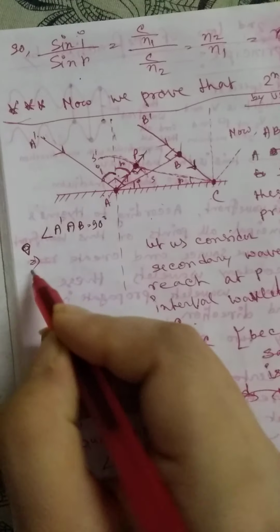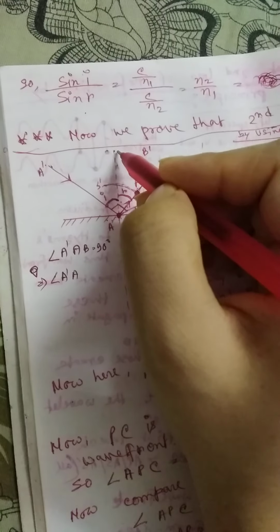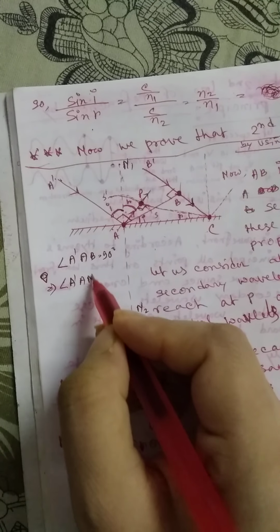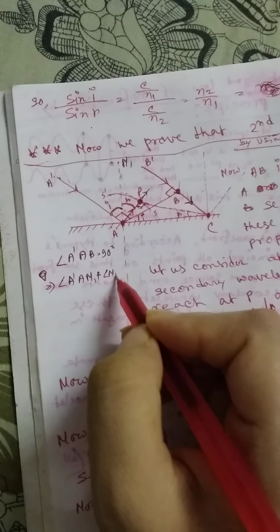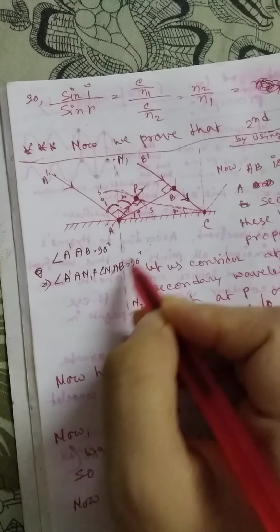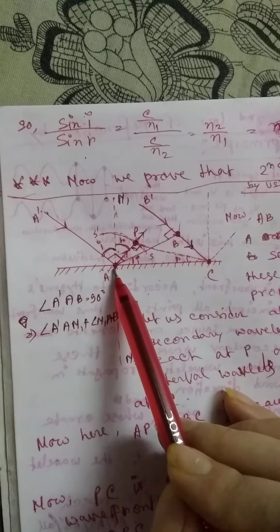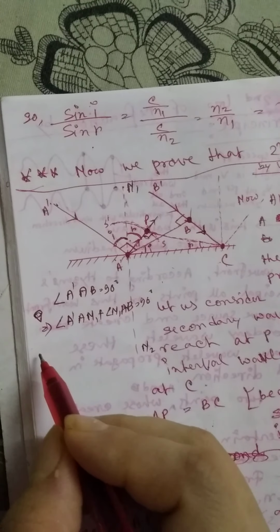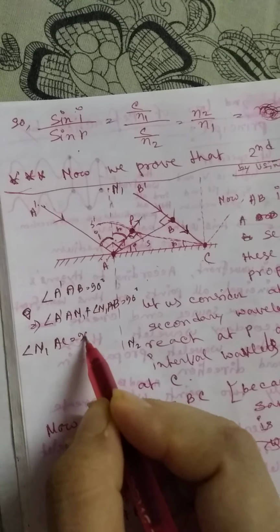So A'AB means we can write A'A, suppose this is N1 normal. A'AN1 plus N1AB equals 90 degree. Now this angle is also 90 degree. That means N1AC, because this is normal and this is reflecting surface, so angle N1AC equals also 90 degree.